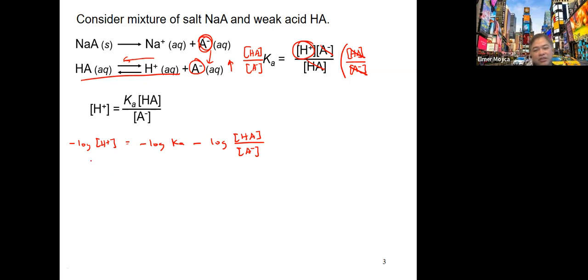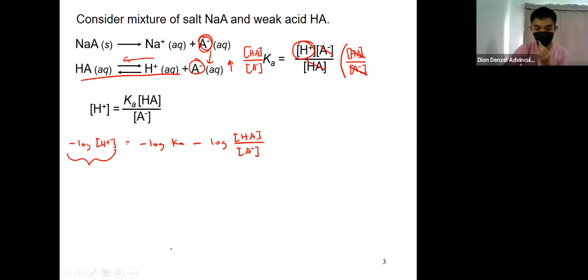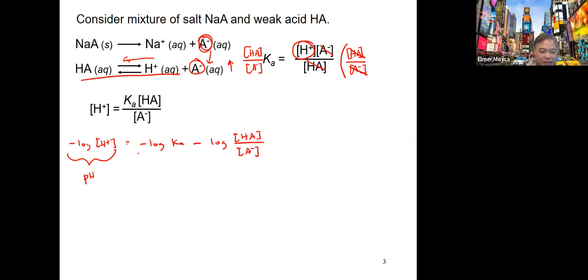So what is the negative log of H plus? Anyone? pH. So what is this negative log of Ka? You follow the same principle as the negative log of H plus and negative log of OH. So this is your pKa. Remember, negative log of H plus is pH, negative log of OH is pOH. So for Ka, the negative log is pKa. And this one will remain like this.